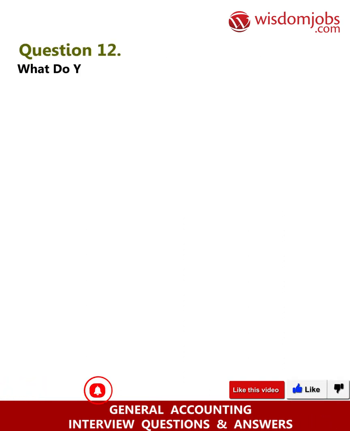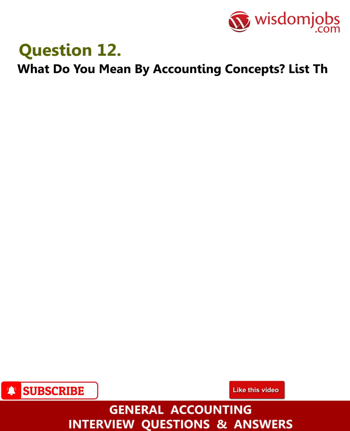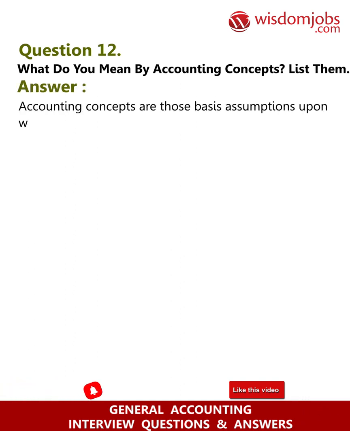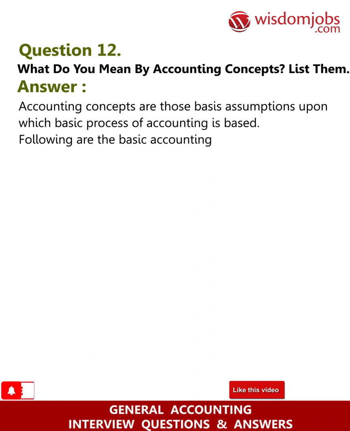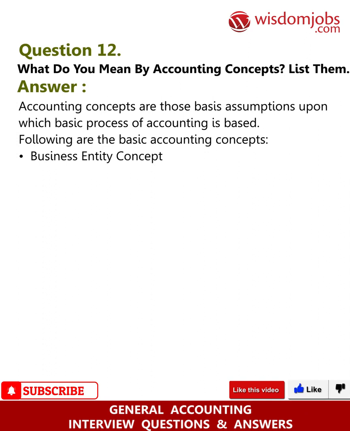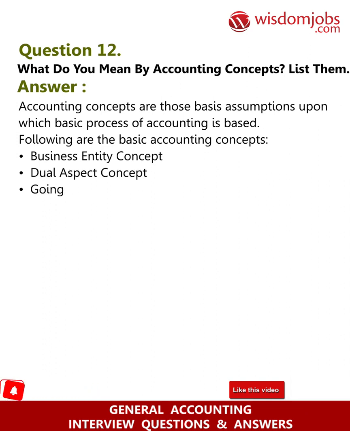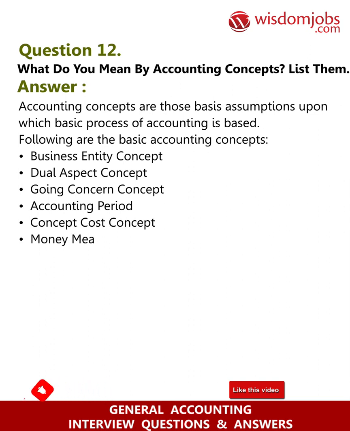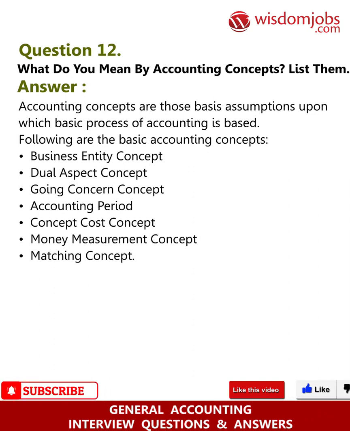Question 12. What do you mean by accounting concepts? List them. Answer. Accounting concepts are those basic assumptions upon which the basic process of accounting is based. Following are the basic accounting concepts: business entity concept, dual aspect concept, going concern concept, accounting period concept, cost concept, money measurement concept, matching concept.